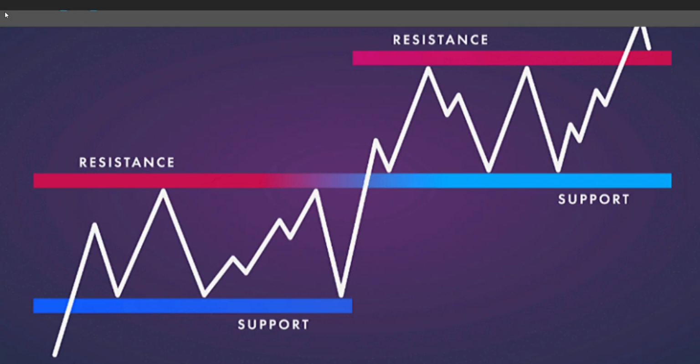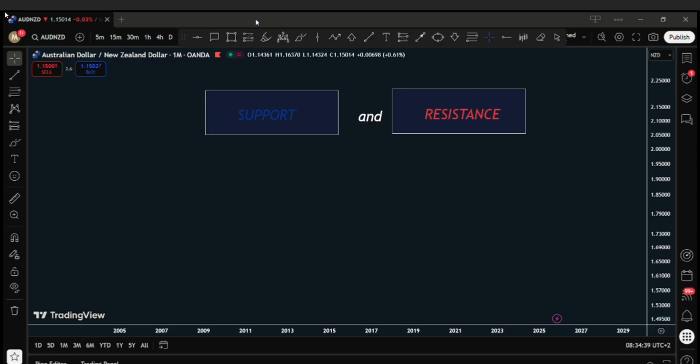So support and resistance is very, very important, because first it helps you to identify the key levels, the important levels in the market. If the market keeps on reversing on the same level, it means that that level is important. Something is happening at that level. So yes, it helps you to identify the key levels.